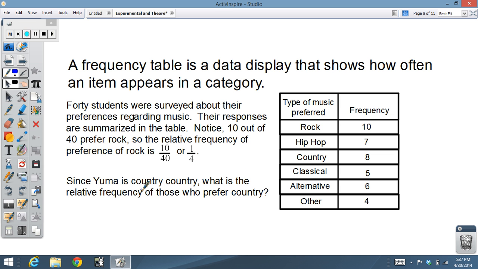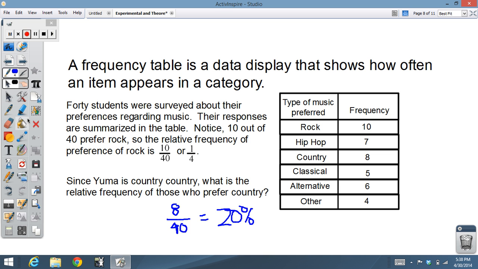All right. Say we look at country, well, the relative frequency of those who prefer country will be 8 out of 40, for a 1/5 or 20% probability that a student will like country music.